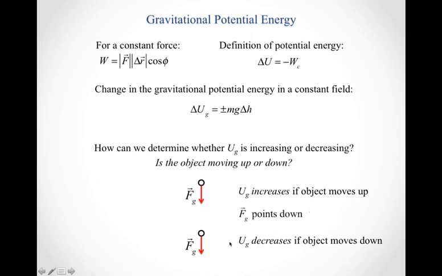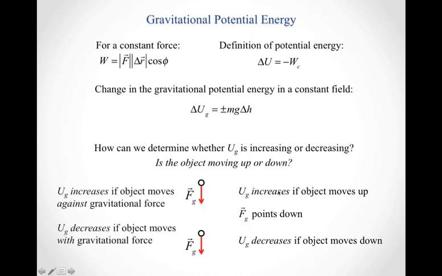There's another way that we can reframe thinking about whether or not the gravitational potential energy was increasing or decreasing, and it's thinking about whether or not your object was moving with or against the gravitational force. So if the gravitational force points down, when your object moved up, it was clearly moving against the gravitational force, and so the gravitational potential energy increased. On the other hand, in moving down, the object was moving with the gravitational force, which also pointed down, and the gravitational potential energy decreased.